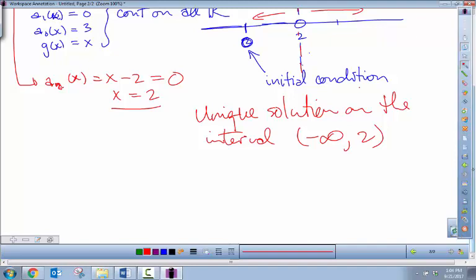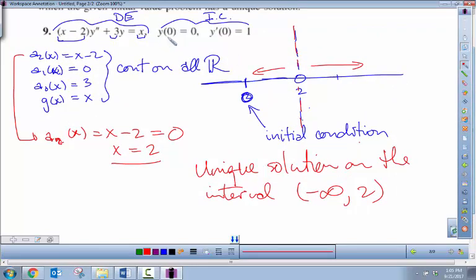So if your initial condition started at 5, then you would be on the other side of 2. And that would go from 2 to infinity. And then if you happen to have another 0 somewhere else, then you have several places to choose from. Okay?